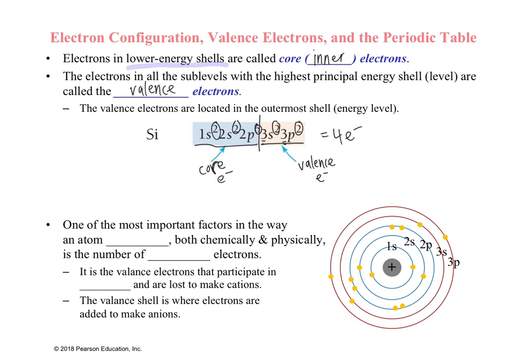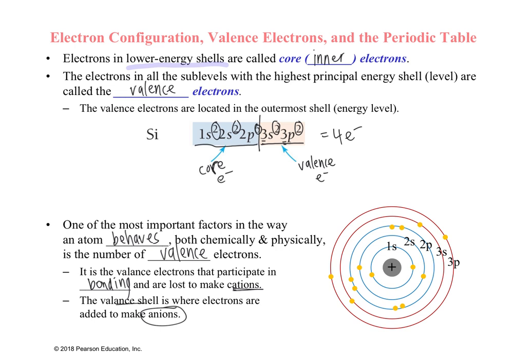So basically how an atom behaves, so the physical and chemical properties, is based on the number of valence electrons that it has. So these are the ones that are participating in chemical bonding. They're the ones that are lost when we make cations. And that's the shell that we're going to use to add the extra electrons to make anions.